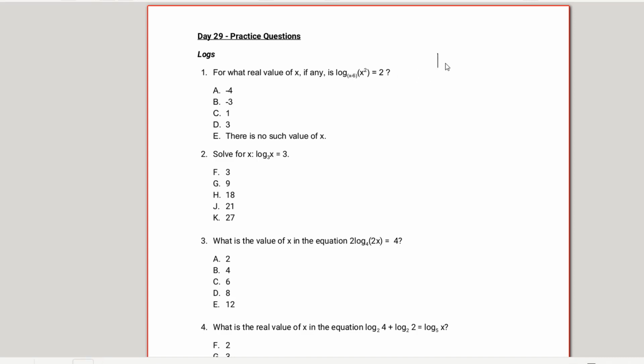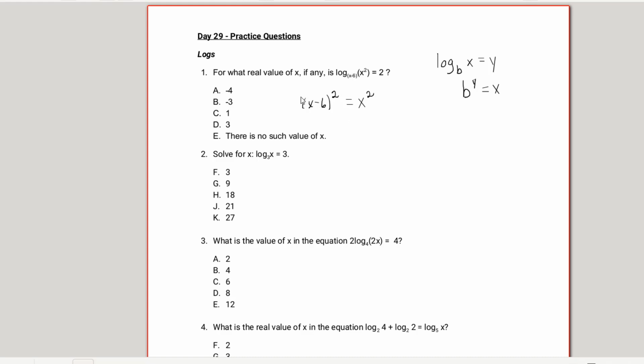If you remember that, when we have log base b of x equal to y, we can rewrite this as b raised to the y equals x. And that'll be a little bit easier to solve when we see that. So let's rewrite. We have our base, x minus 6, raised to the 2 equals x squared.